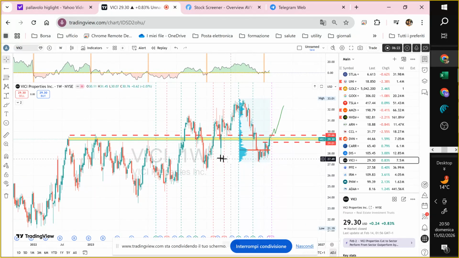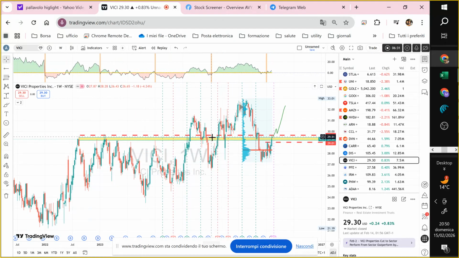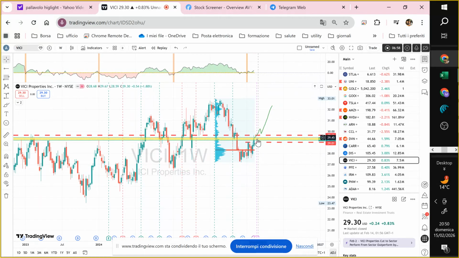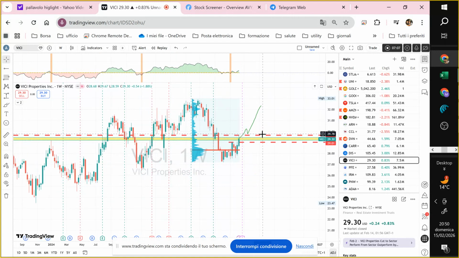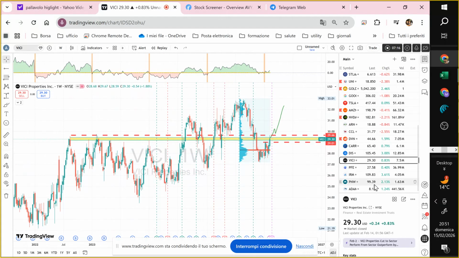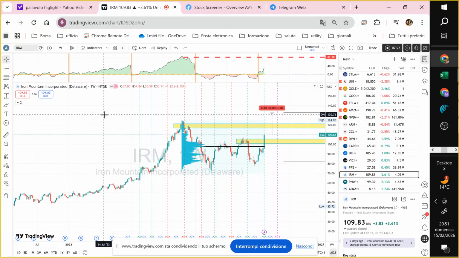I start from VC. VC is very good because it has an important level such as 29.50, and it's very important that we see on this level a continuation of buy pressure, because if the stock has a good behavior on this resistance level, we can assist a behavior like this: a breakout, then a pullback, and then go down. This is very important.